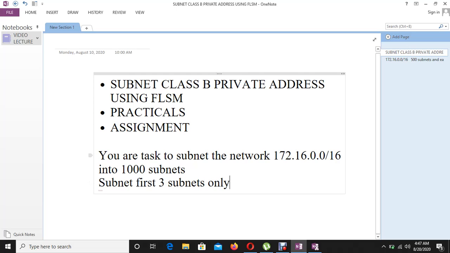You are tasked to subnet the 172.16.0.0/16 into 1000 subnets. Now you know how to do that. You have to calculate and know how many bits you're going to borrow and how many bits are going to be left. Now the subnetting, you cannot do all 1000 subnets, but I want you to show me the first 3. That will show me whether you understand this subnetting or not.